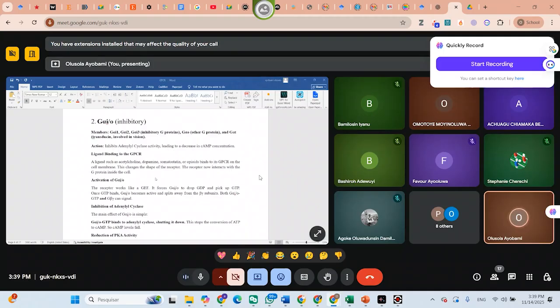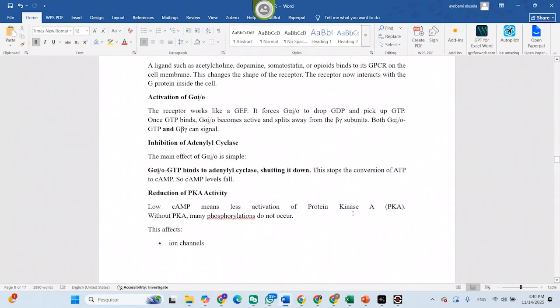But in the case of the G-alpha IO, we are not going to have this, because the G-alpha IO is going to inhibit the adenylate cyclase, and once it inhibits it, then it shuts it down. Okay, the shutdown is just for the lay person. It binds to the adenylate cyclase and inhibits it. So cAMP levels drop, and once cAMP levels drop, there will be a reduction in the activity of protein kinase A. All right, then we will now have all those cellular responses.